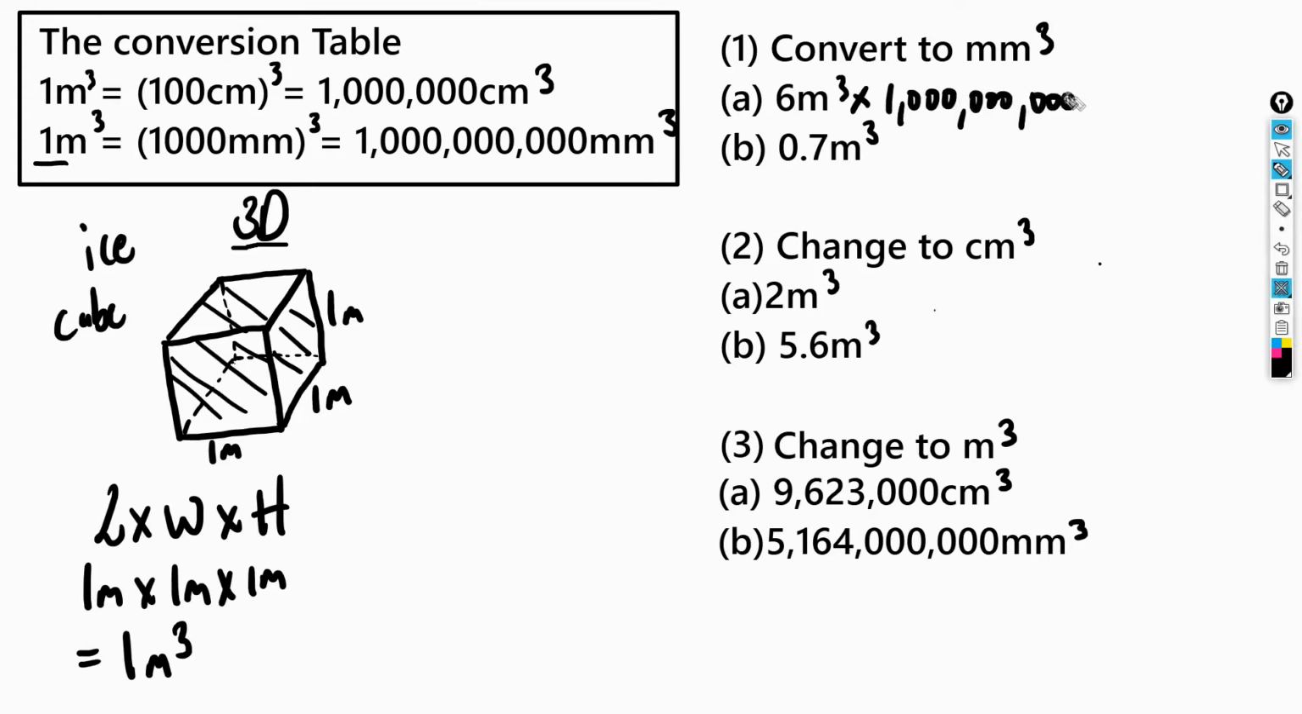So 1 billion, guys. Okay. And you end up with 6,000,000,000. Let's just move this down a bit. And 0 0 0, right? It should be 9 zeros. Okay, guys.